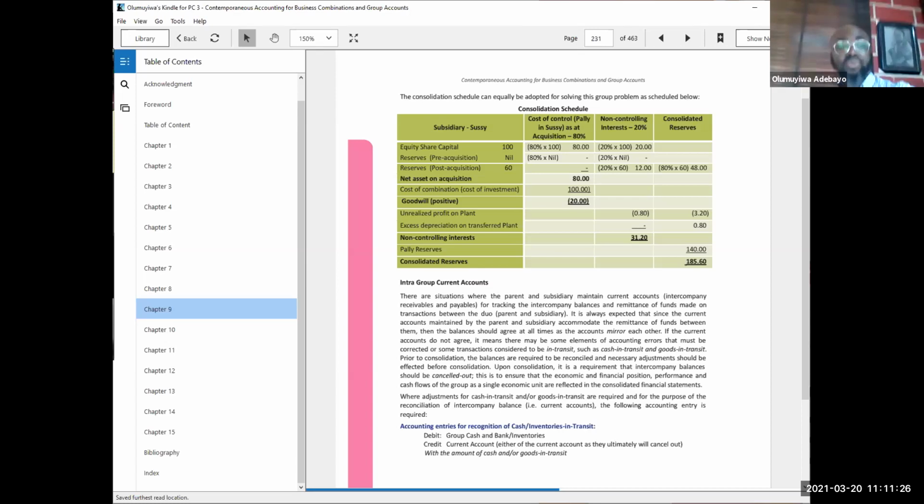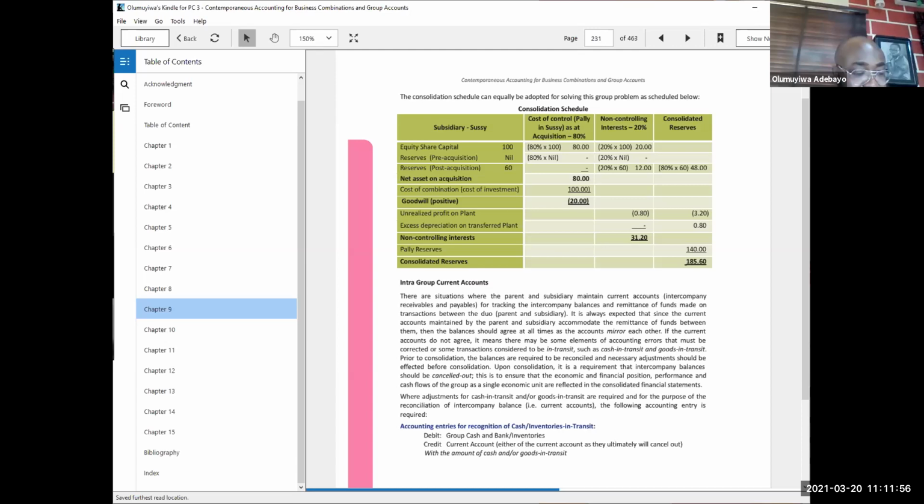Today we'll continue from where we stopped, where we'll be looking at group adjustments, and we'll be wrapping up the section of group adjustment today in preparation for moving to the next level of our discussion with respect to our journey so far. Last time we met, we discussed group adjustment with respect to unrealized profits and also with respect to adjustment for depreciation.